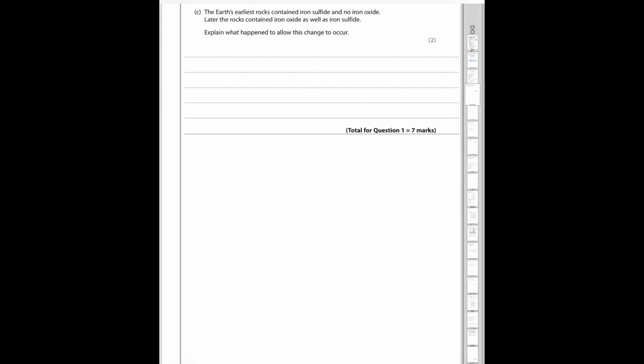So for this question, we're told that the Earth's earliest rocks contained iron sulfide and no iron oxide. Later, the rock contained iron oxide as well as iron sulfide. Explain what happened to allow the change to occur.